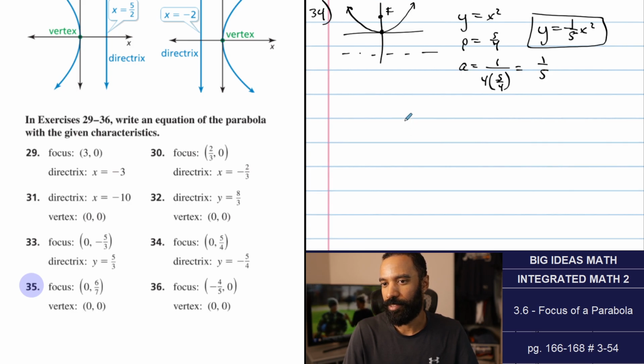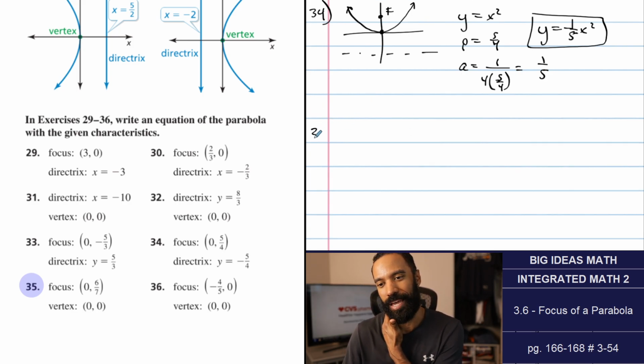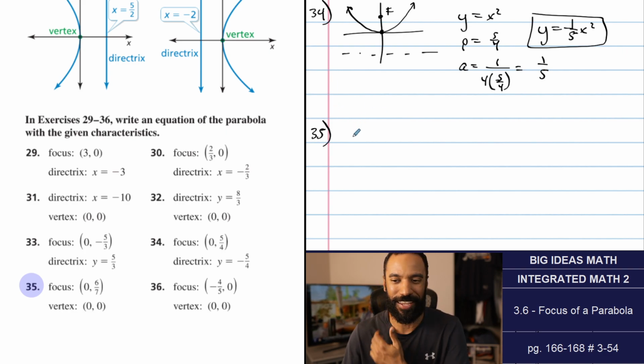Number 35. My neck. I keep doing that because I have a crick in my neck. I even hear it crack.